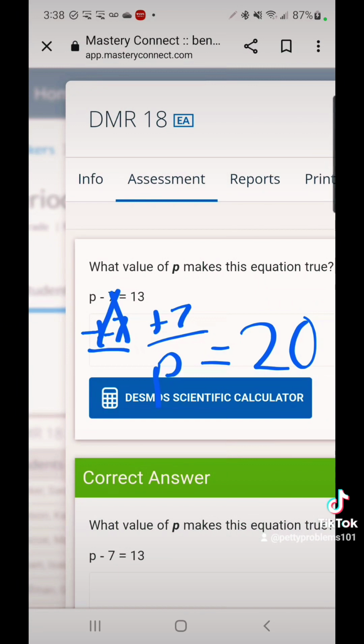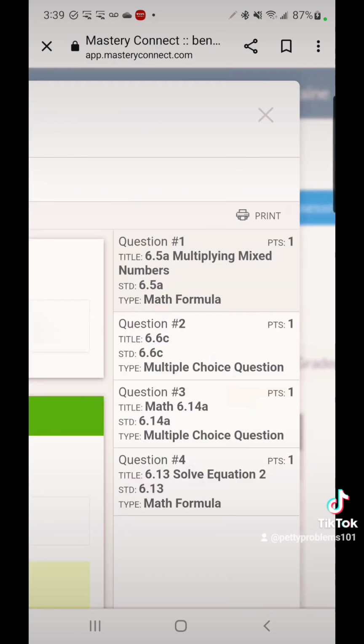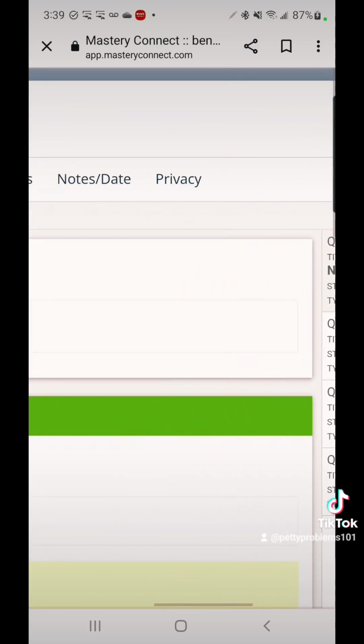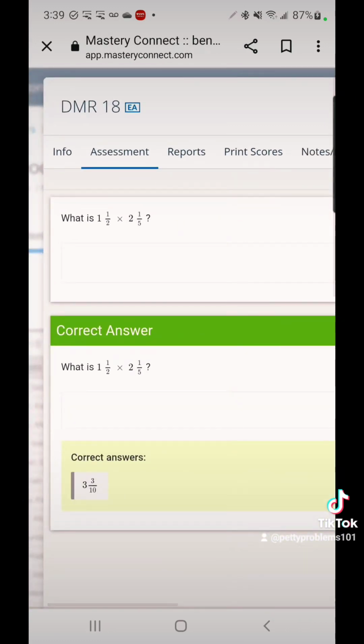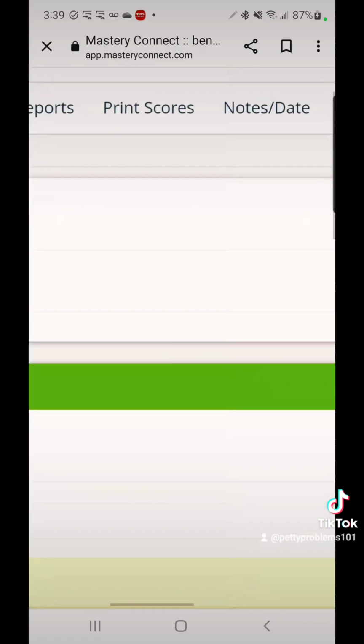Okay, remember the rule. Remember isolating the variable: get that p by itself by using the inverse operation to solve the problem, and then keep it equivalent by making sure you do the same thing to both sides. And there you have it, 4 questions for your DMR 18 that you're going to be taking this week.